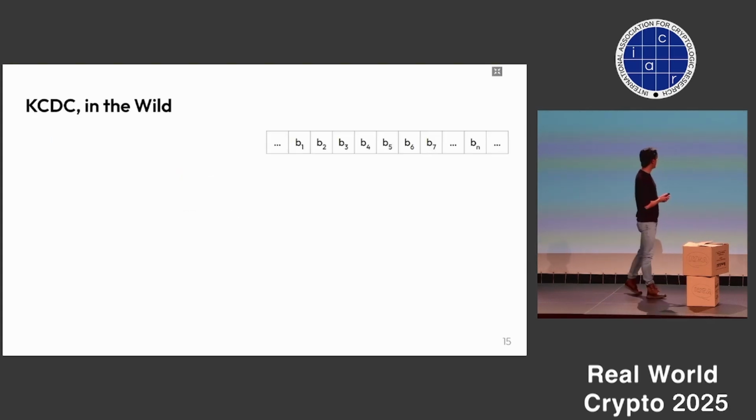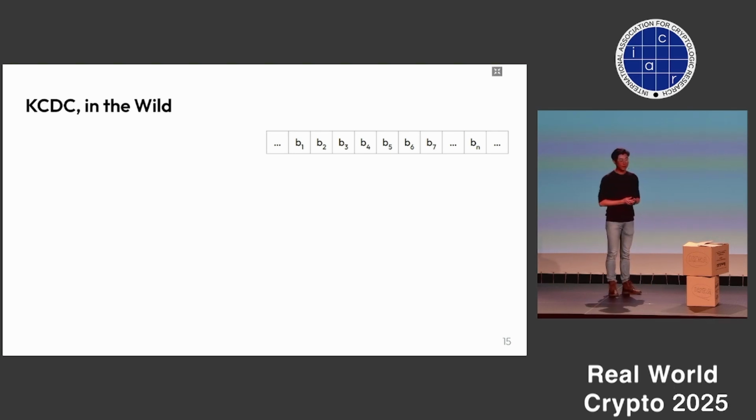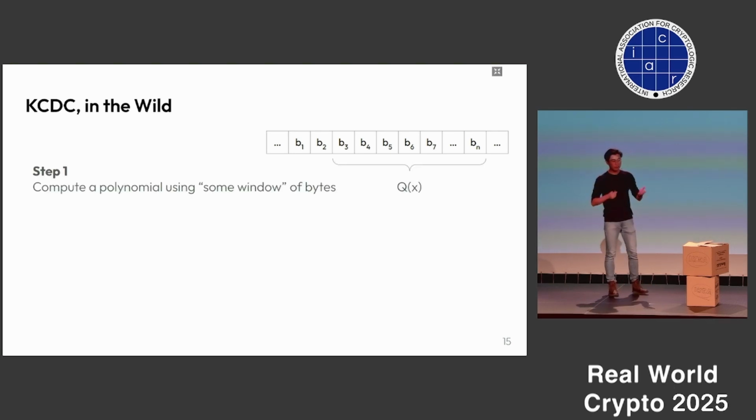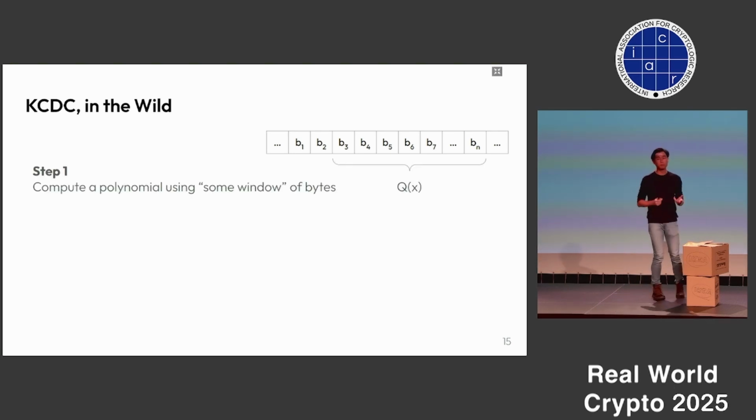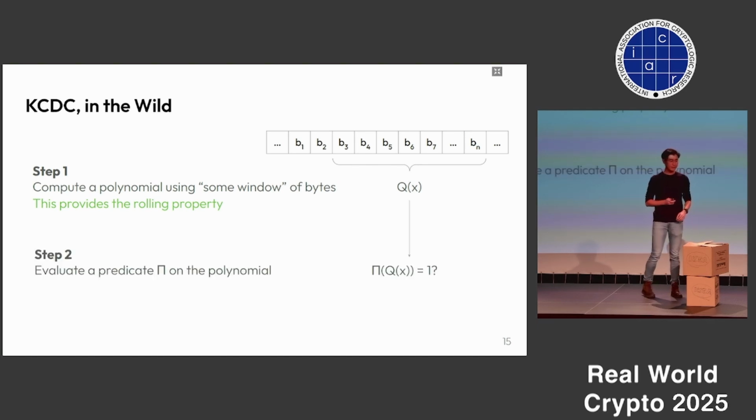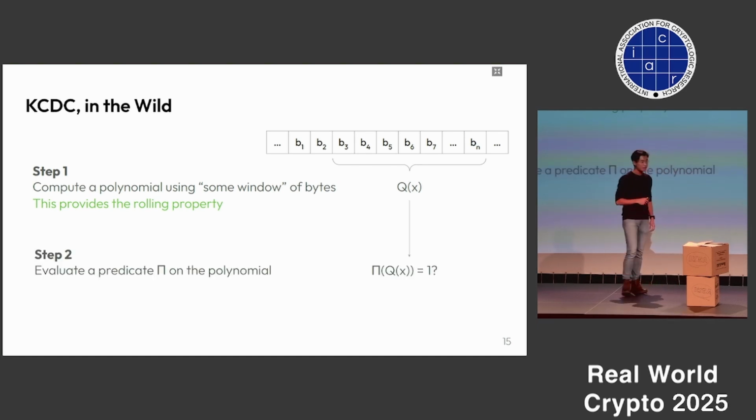In the while, you take a file that is going to be a sequence of bytes. And then you take a window of these bytes, and usually they compute some polynomial. Maybe you don't see it right now, but you can trust me that this provides some rolling property. And I'm going to provide an example later. The second step is you take this polynomial, and then you compute a predicate on this polynomial. And if the predicate returns true, then you cut at the end of the window.